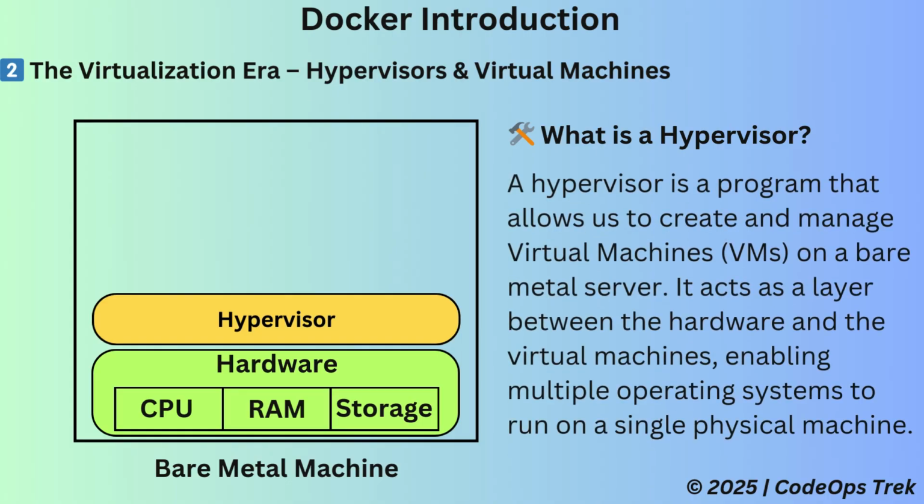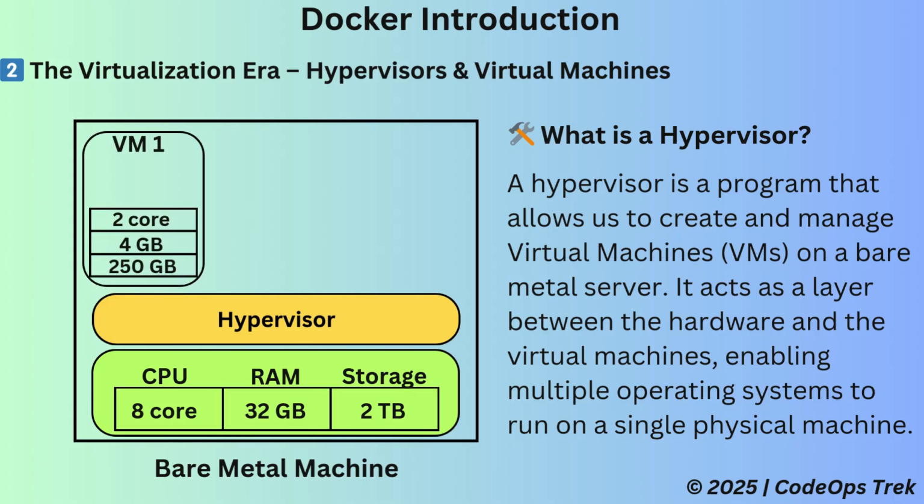A hypervisor is a program that allows us to create and manage virtual machines on a bare metal server. It acts as a layer between the hardware and the virtual machines, enabling multiple operating systems to run on a single physical machine. So how does a virtual machine work? Let's assume our bare metal server has 8-core CPU, 32 GB RAM, and 2 TB storage. Now, the hypervisor will create multiple virtual machines by allocating specific resources to each.